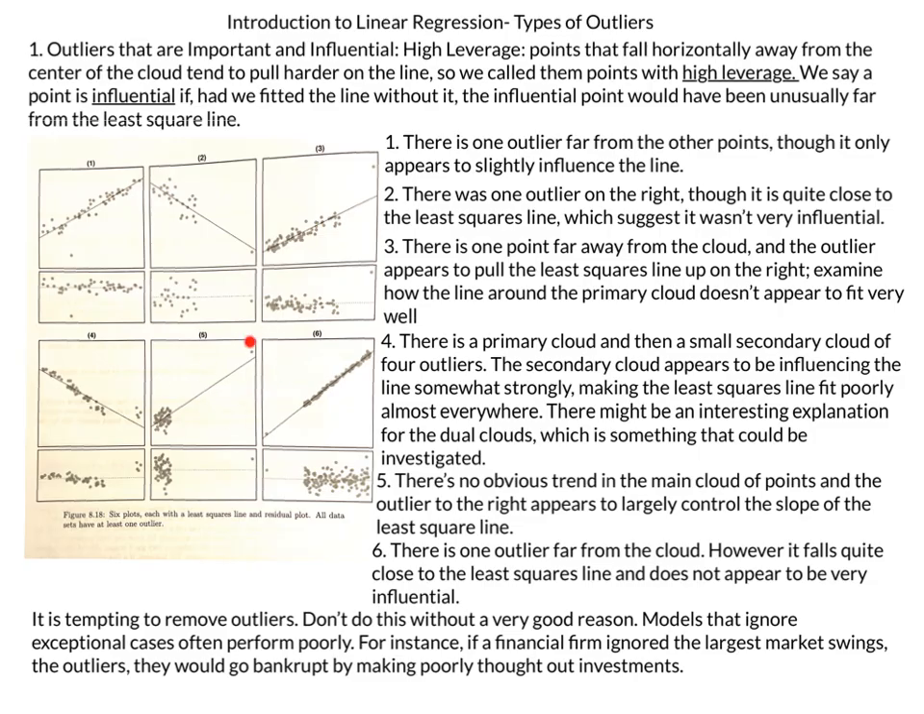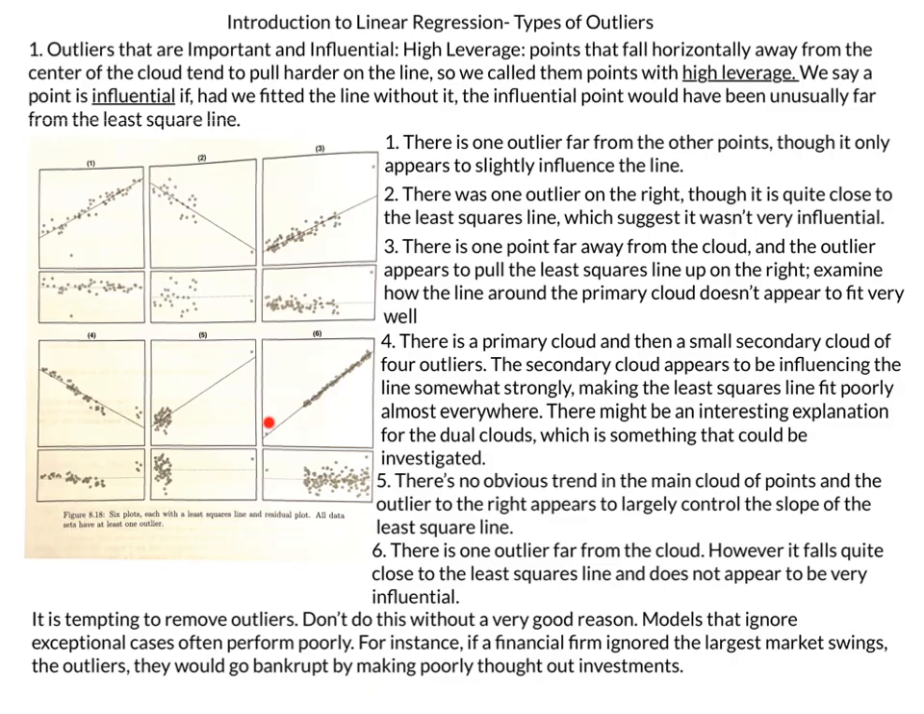This one's interesting because without this point, we just have this cluster, which really doesn't look like a line. So it's almost like the line we drew took the center of this little mass of points and drew a line through the center up to this other point here. So without this outlier point, this would hardly be a line, right? It just looks like a blob. So there's no obvious trend in the main cloud of points, and the outlier to the right appears to largely control the slope of the least squares line. So this point I would consider high leverage and influential.